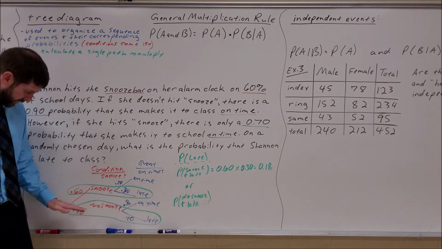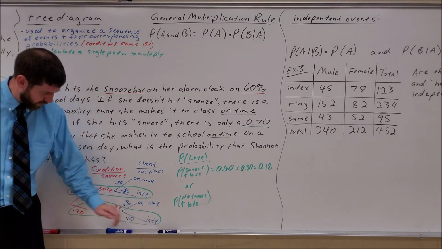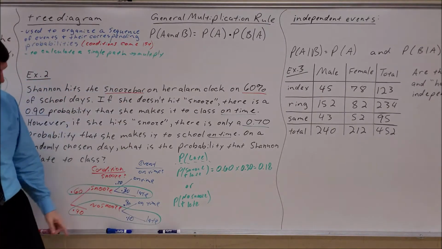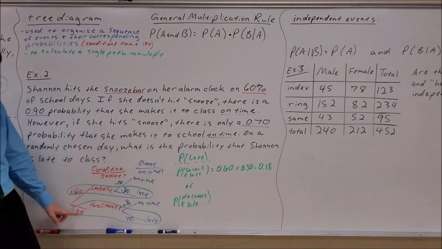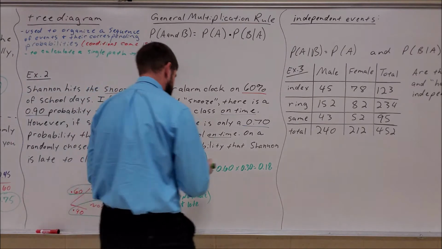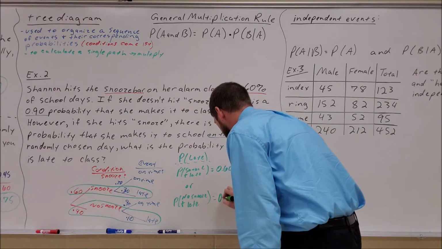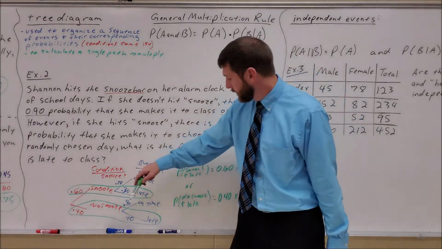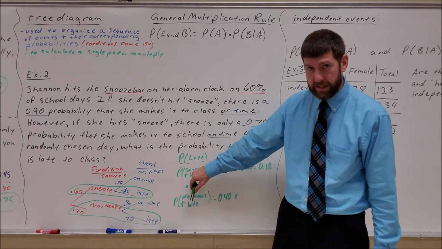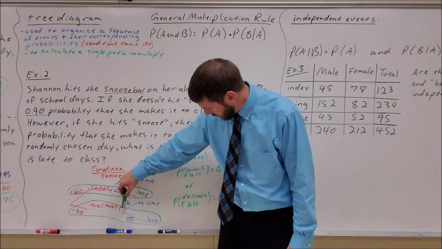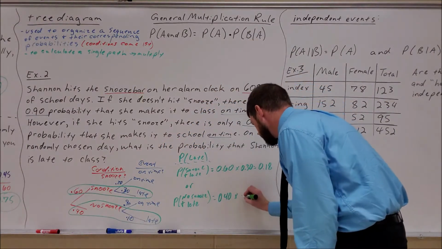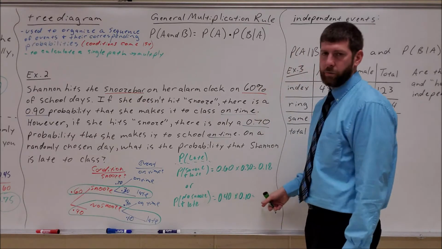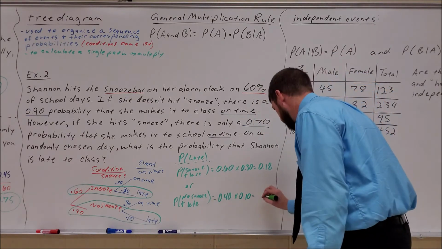So that's a single path, right? We're starting with snooze and then we're going down here to late. So again, by our multiplication rule, event A is snoozing. What's the probability of snoozing? 40%. So 40% of days she snoozes. Okay. And then times the probability of being late if she snoozed, which was the 0.10. So we do the arithmetic on that, we get 0.04.